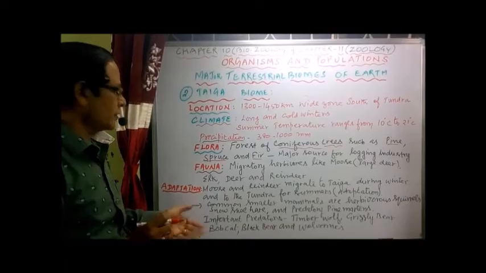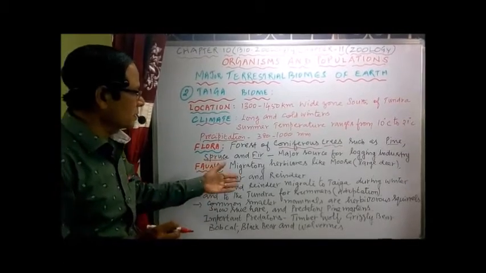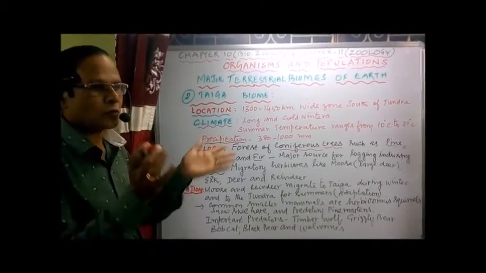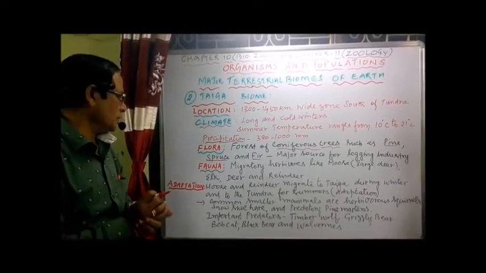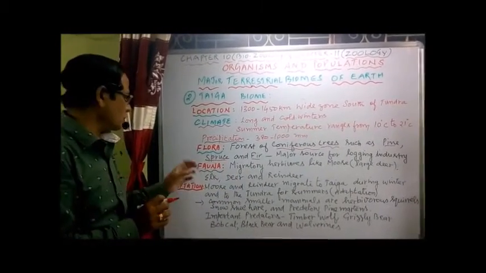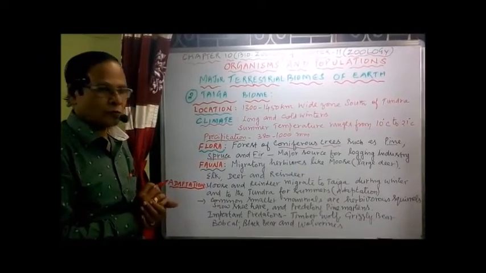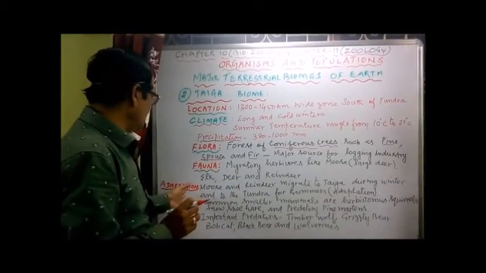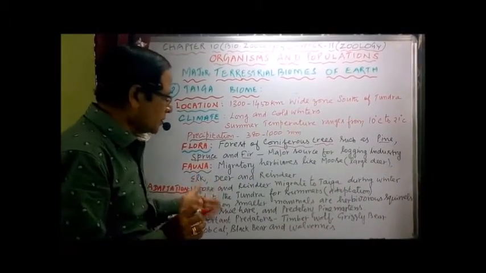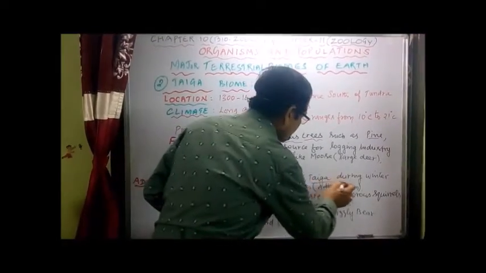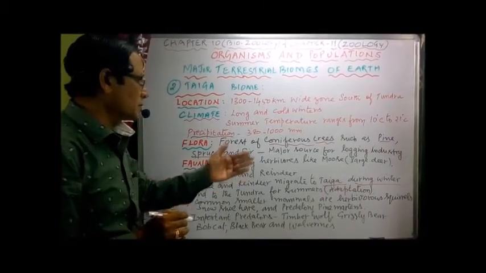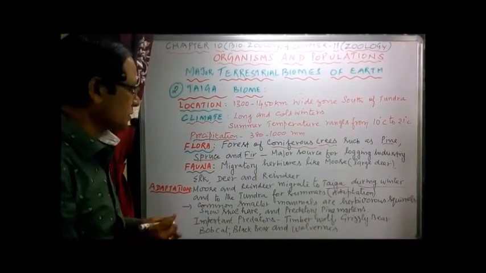And what are the animals living? That's a fauna. Mainly we have the migratory herbivores like moose. Moose is a kind of large deer with the palmate, highly branched horns. Elk, another animal, mammal, deer and reindeer. These are all the migratory herbivores. We also have the carnivores. Now, certain adaptations are seen in the case of moose and reindeer. Now they migrate to taiga during winter to overcome the temperature. So they migrate to taiga during winter and to the tundra for summers.